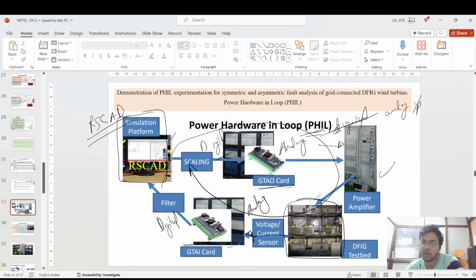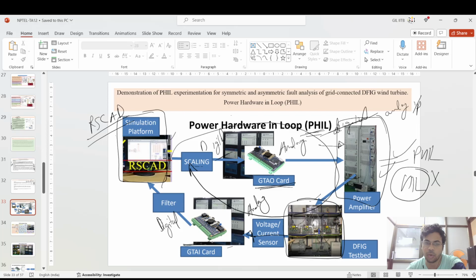Why is it called power HIL? Because it involves a power level change. Power level change means low level power to the high generating power, which is the actual system, is being taken care of by this power amplifier. That's why it is known as PHIL. If it is simply HIL, there will be no power amplifier stage.